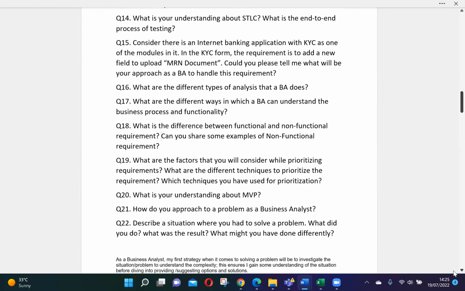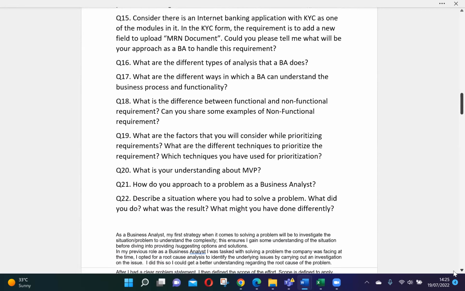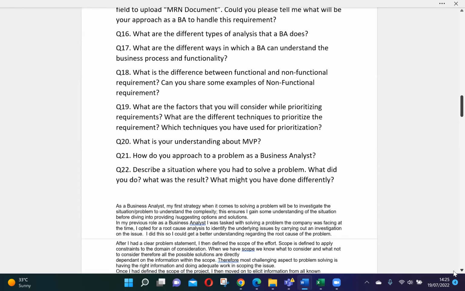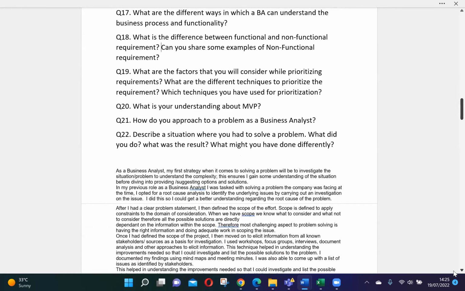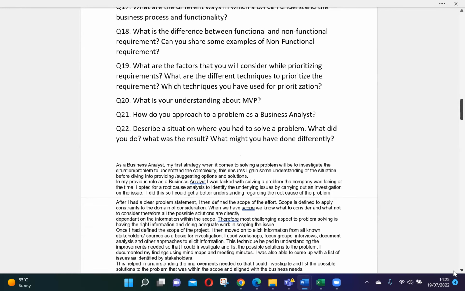What are the factors that you will consider while prioritizing requirements? What are the different techniques to prioritize the requirements? Which techniques have you used for prioritization? So, what are the factors that you will consider while prioritizing the requirements?